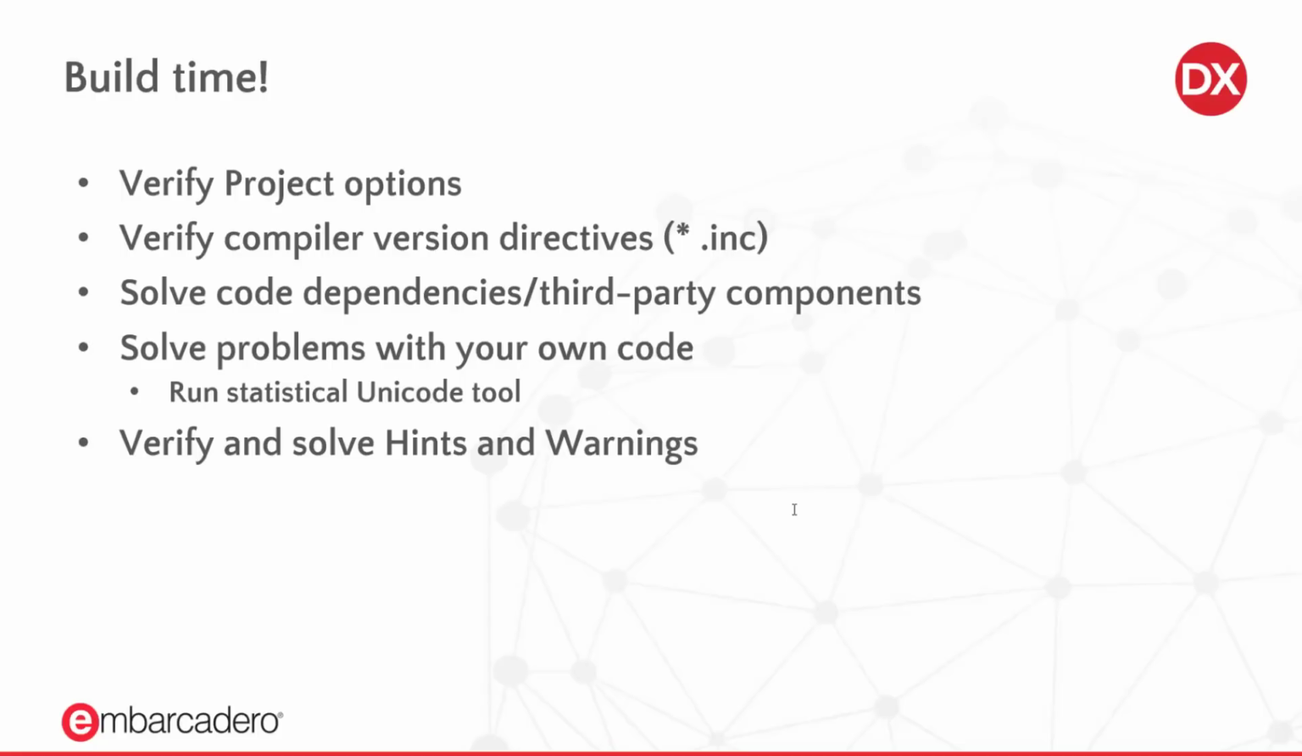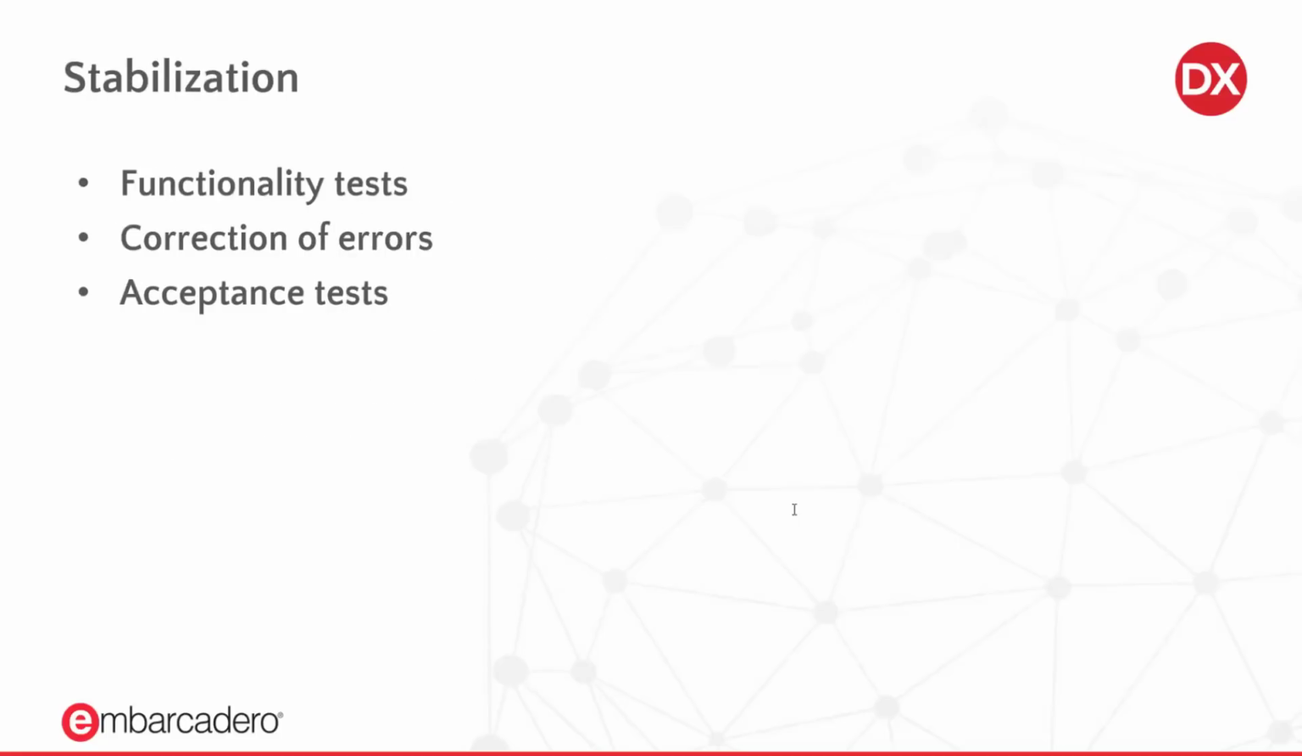Pay attention to them and make sure that you clean them up. In most cases, they're quite easy to solve, and they just might bring issues in the future if you don't. Once your application is actually compiled, built, and running, there's your chance to do some stabilization, do functionality tests, make sure you correct any issues, bugs, errors that you find, and run acceptance tests at this point.